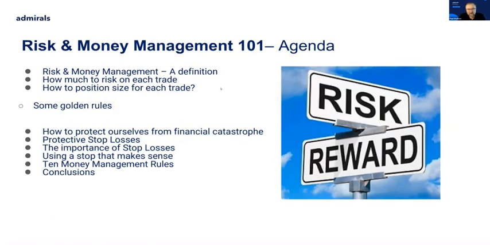So what should we talk about? Well, I'm going to talk a little bit about a definition of risk management. We're going to talk about position sizing, right? How much we risk on each trade. How do we position size? I'm going to talk a lot about some golden rules, okay? Some simple golden rules that you can take away from this session and build into your trading right from day one. I'm going to talk about how to protect ourselves from financial catastrophe, things like protective stop losses, the importance of stop losses, using a stop that makes sense. We'll have a few simple money management rules to finish, and then we'll do some conclusions.